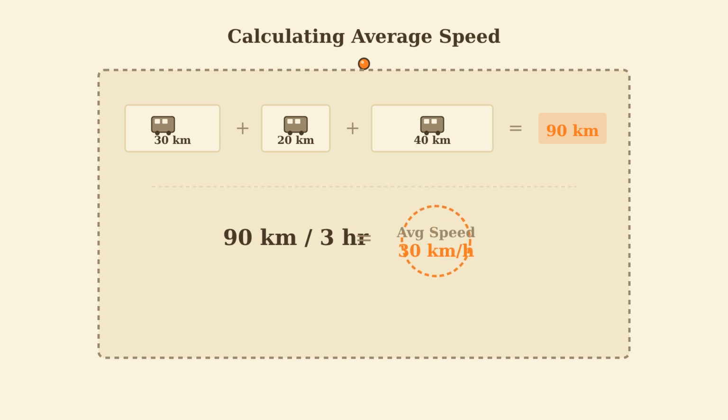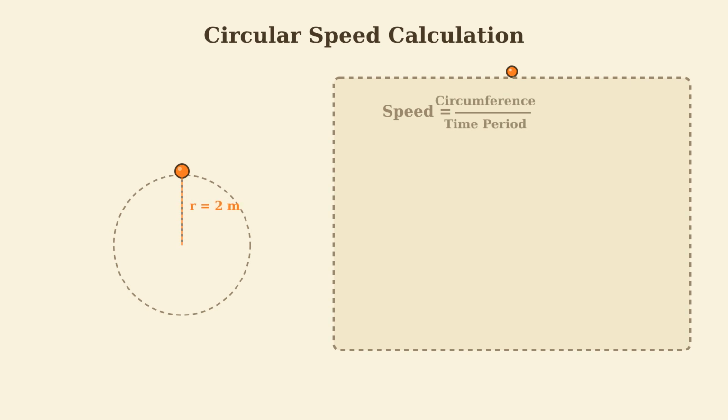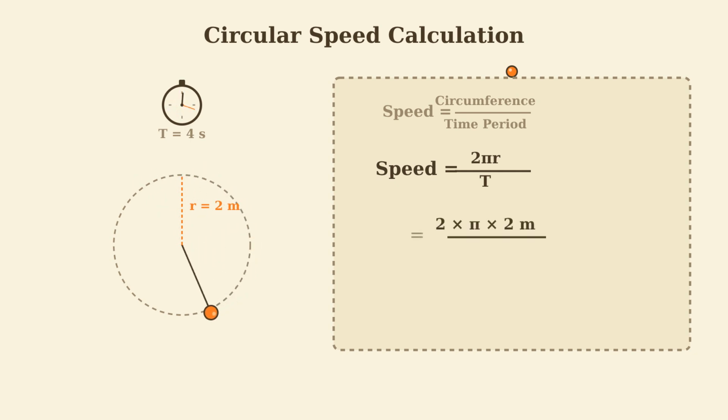For circular motion, we calculate speed using the circumference of the circle divided by the time period, the time taken to complete one full round. If a stone moves in a circle of radius 2 meters and completes one round in 4 seconds, its speed works out to about 3.14 meters per second.